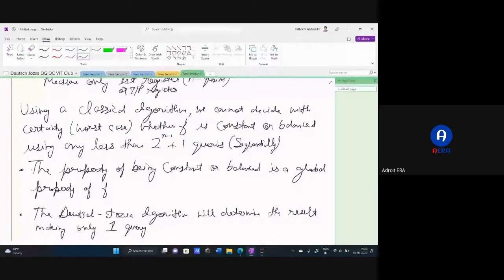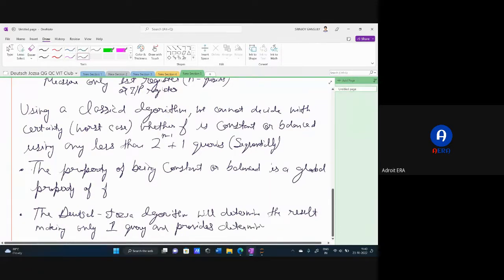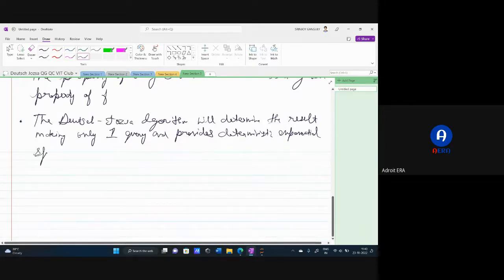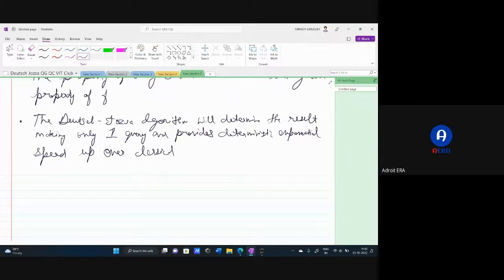So, making only one query, it also provides a deterministic exponential speedup compared to the classical one. The classical one we have seen already, 2 to the power n minus 1, plus 1 queries at least will be required. But here only one query is required over the classical one.